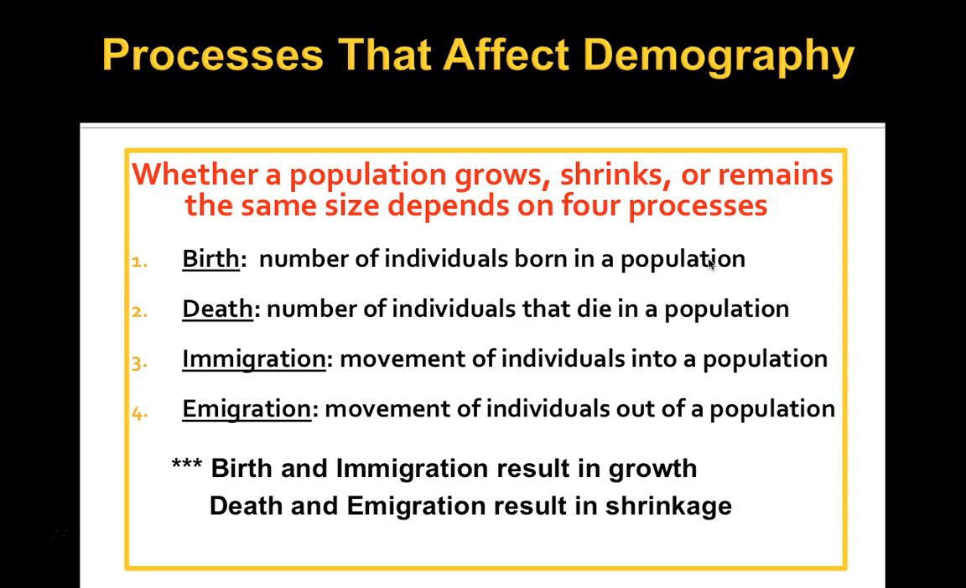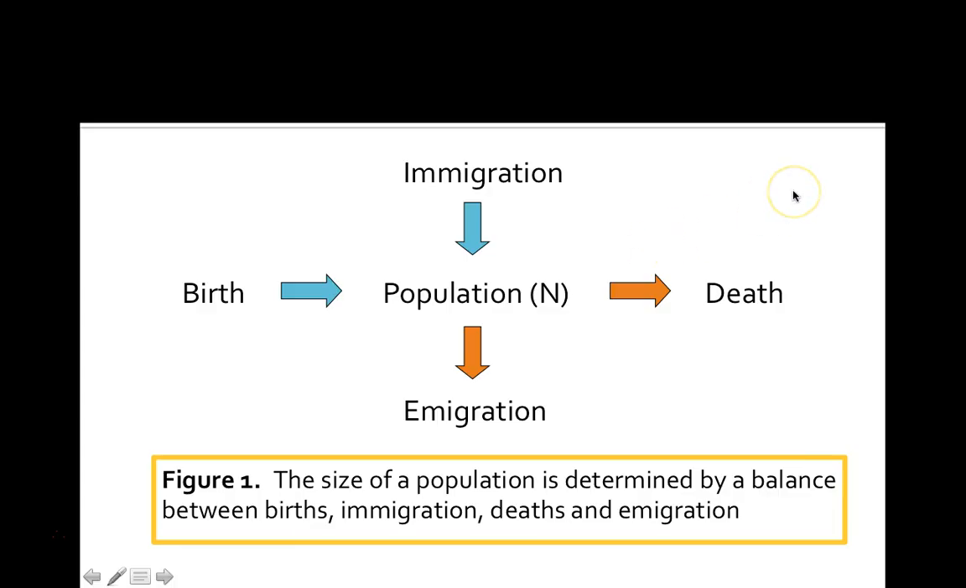A higher birth rate and immigration will cause populations to grow. A higher death and emigration rate will cause populations to sink. If we look here at Figure 1, birth and immigration have a blue line which represents growth. Death and emigration have an orange line which represents a decline. If all four balance between each other, that would represent a stable population.